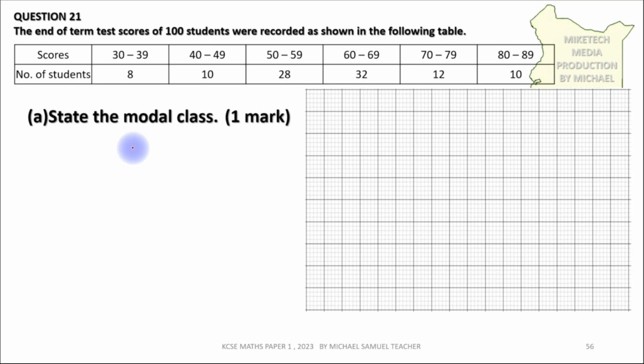So we state the modal class. The modal class is the most repeated class, that means the class with the highest frequency. So in our case, if you look, the one with the most number of students is 32, and the class is 60 to 69. So that is the modal class. Most of the students were able to score between 60 and 69.